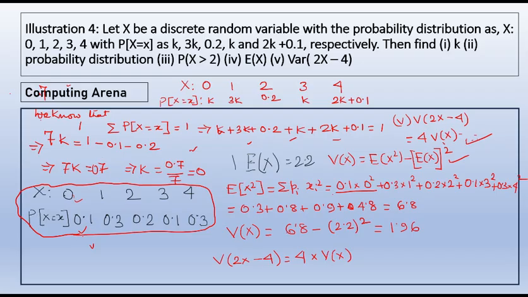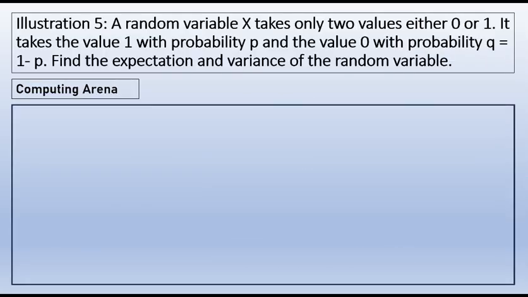So we are replacing them here, and now ultimately we have this equal to 4 into 1.96, which is approximately 2, so it will be very close to 8. If you multiply them out, we get 7.84. So this is how we reach the conclusion, how to find the value of variance of 2x minus 4.